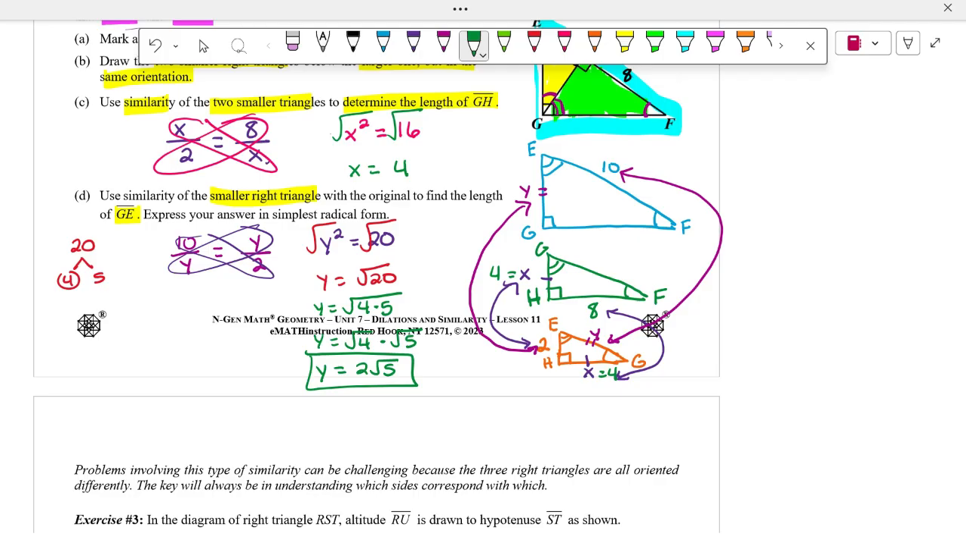If G and H are corresponding, are those sides the same or equal? Well, they're corresponding, but that doesn't mean they're going to be equal. Corresponding does not necessarily equate to equal.